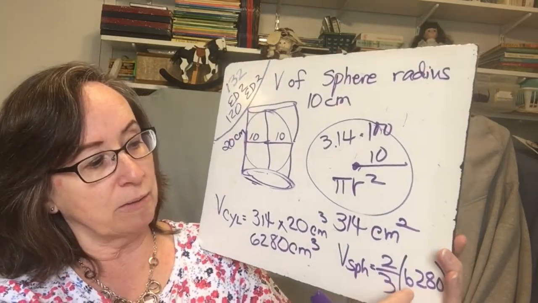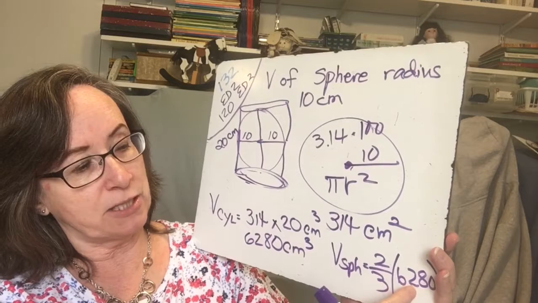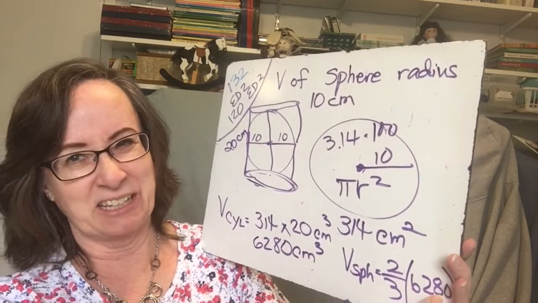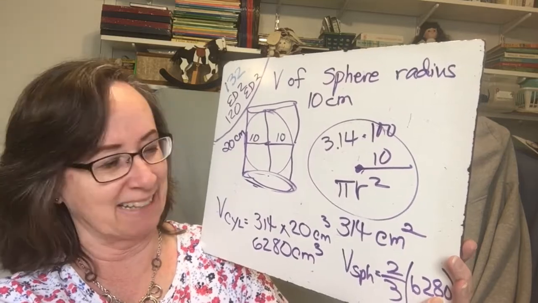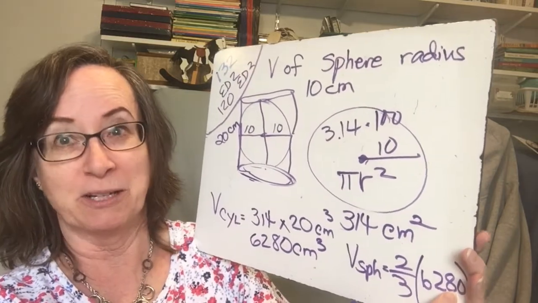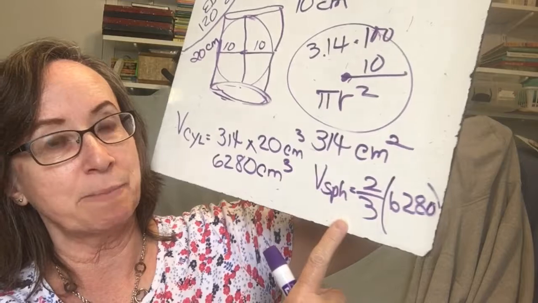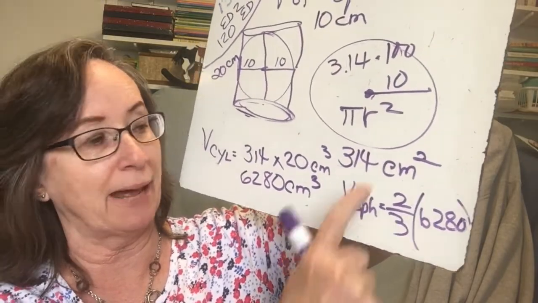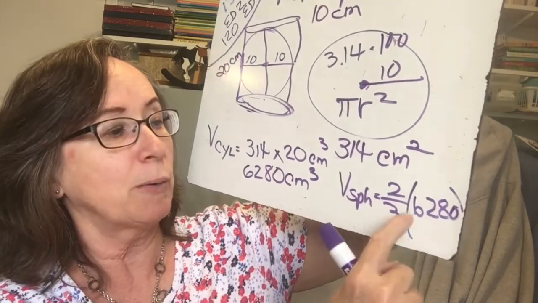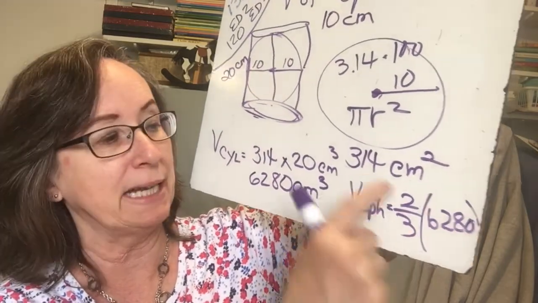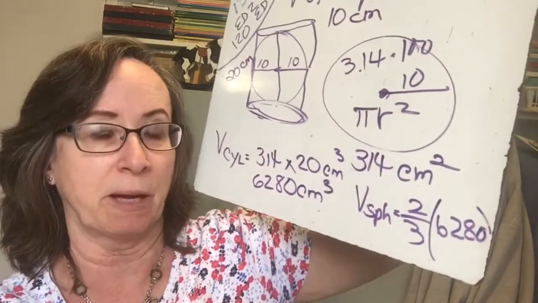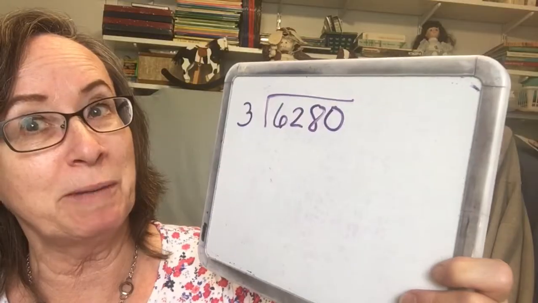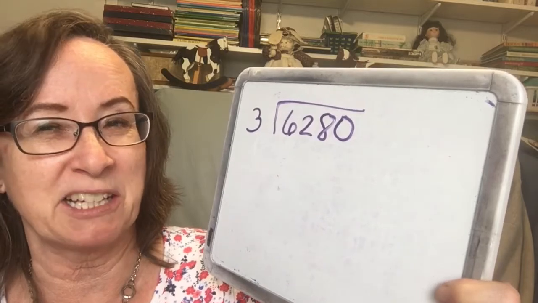So now let's think. 6 plus 2 is 8 plus 8 is 16. That's not going to divide by 3 evenly, is it? We're going to have to go and do it on the board. Now, it really doesn't matter whether I take 6,280 and divide it by 3 and then multiply by 2, or whether I take 6,280 and multiply it by 2 and then divide it by 3. Won't I get the same answer either way? So I'm going to divide it first because I like to keep things smaller.